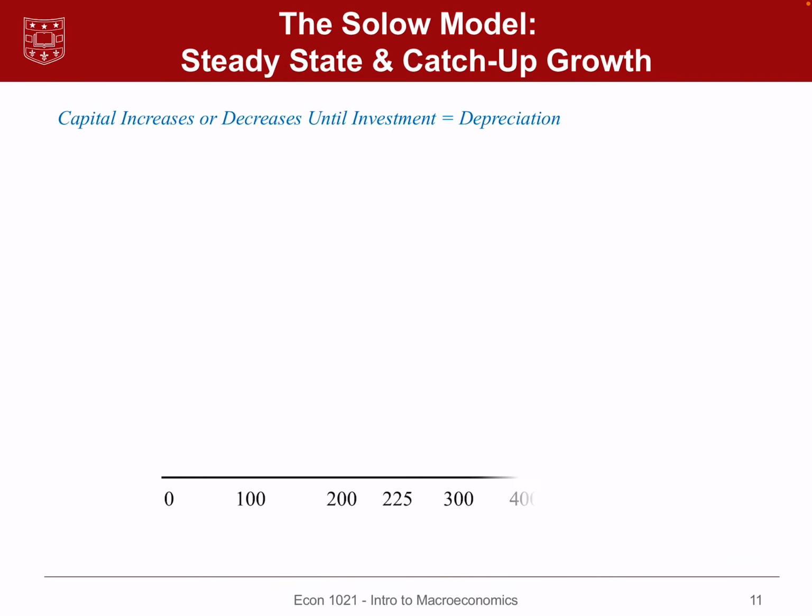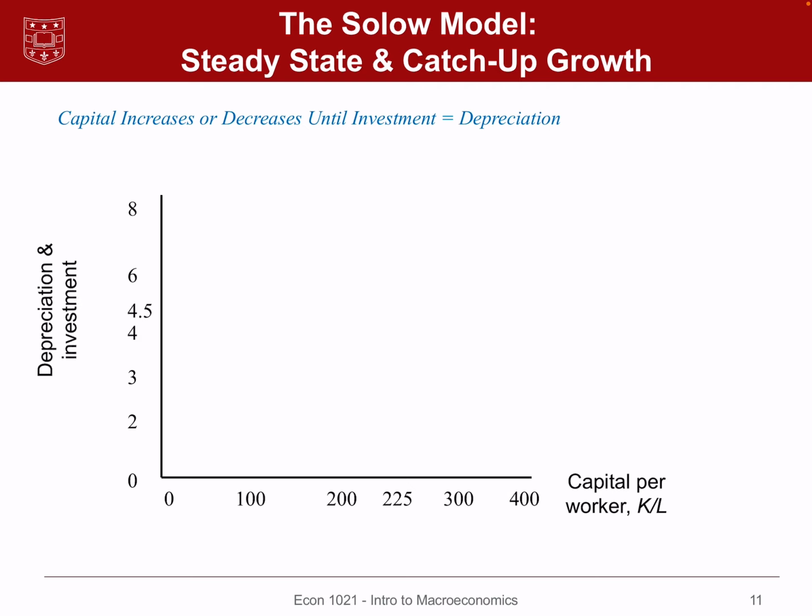So let's look at a picture. On the horizontal axis, we have capital per worker, and on the vertical axis, we're going to be initially just measuring depreciation and investment. I have some numbers here because if it helps you, you can look optionally at a numerical example that I'm going to post on Canvas, but for right now, we're just not going to worry about those numbers.